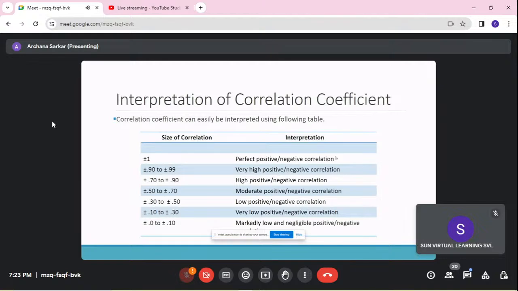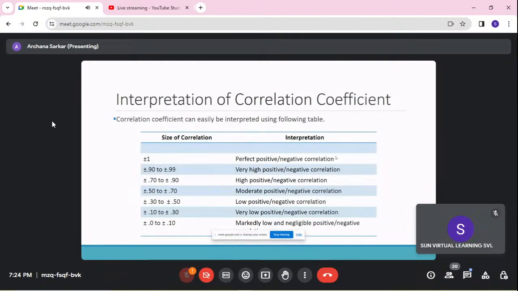If you get minus 0.9, then it is, from minus 0.9 to plus 0.99, a very high positive, or if it is minus, then it is negative. Plus or minus 0.70 to plus or minus 0.90, high positive or negative. Then between 0.5 to 0.7, you can say a moderate relationship. If it is between 0.3 to 0.5, then low, positive or negative. If the value is between 0.1 to 0.3, you can say very low, positive or negative. And if it is plus or minus 0.0 to 0.1, then it is negligible positive or negative correlation, you can say.